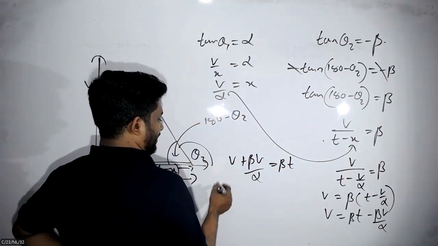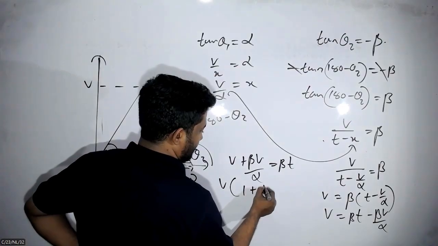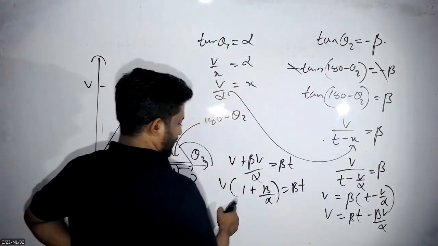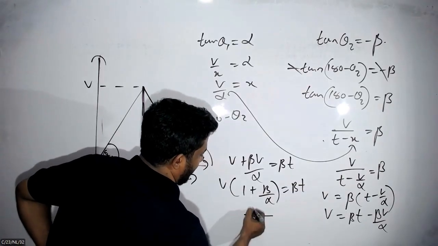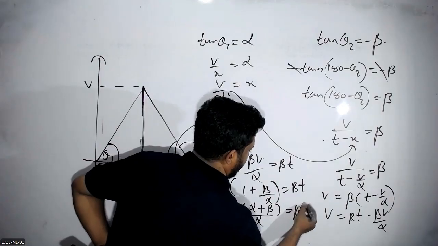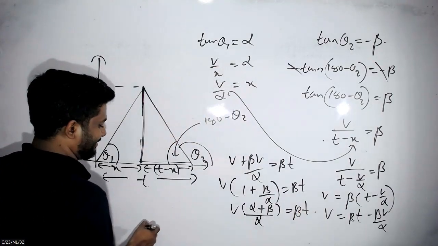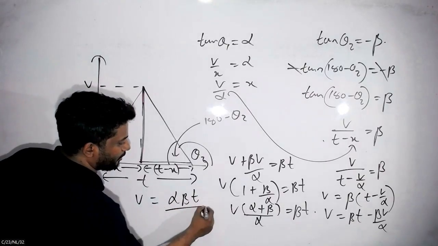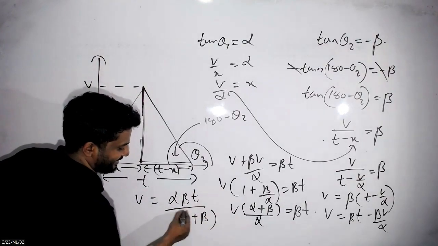V is a common factor. Let's take it outside. V times 1 plus beta over alpha is equal to beta into t. Common denominator alpha. V times alpha plus beta over alpha is equal to beta into t. Then you can make V the subject, easy. V equals alpha beta t over alpha plus beta.